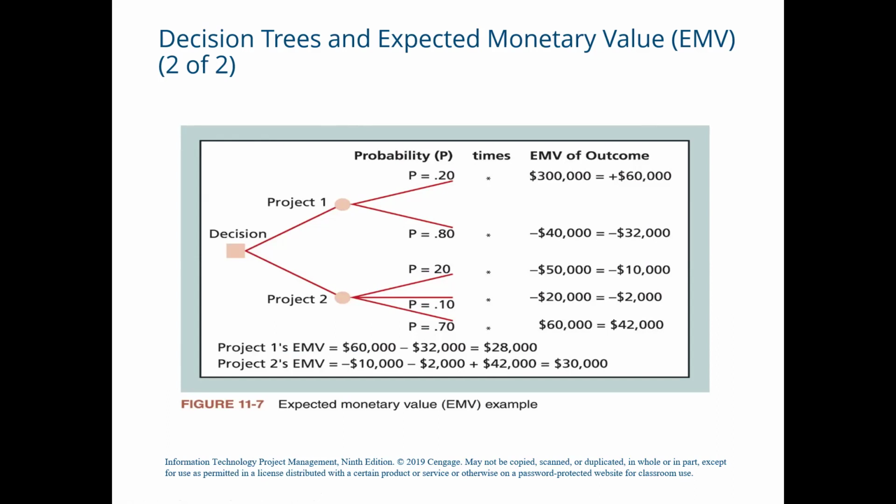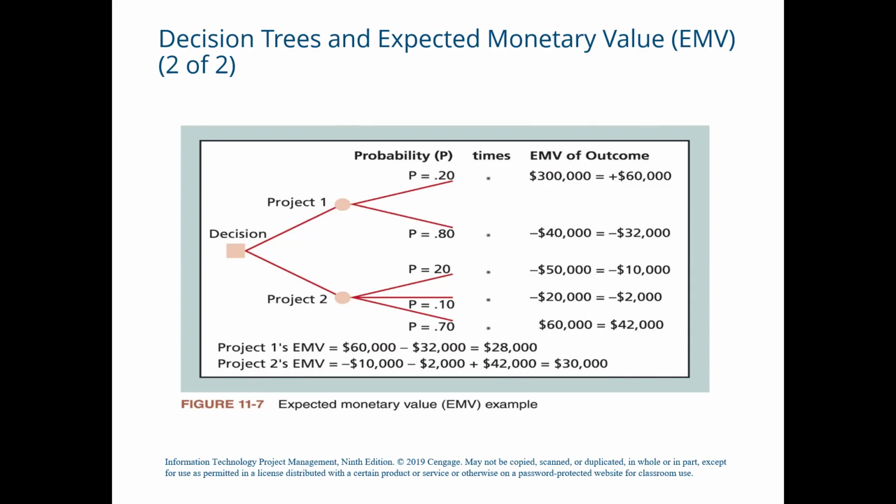To create a decision tree and to calculate the expected monetary value, you must estimate the probabilities or chances of certain events occurring. For example, as you see in the figure, there is a 20% probability that Cliff's firm will win the contract for project 1, which is estimated to be worth $300,000 in profits, the outcome of the top branch in the figure.